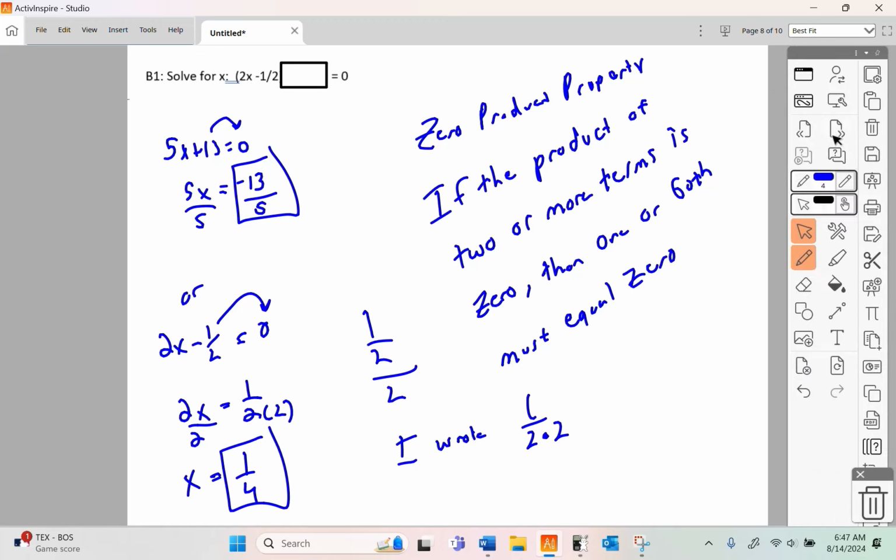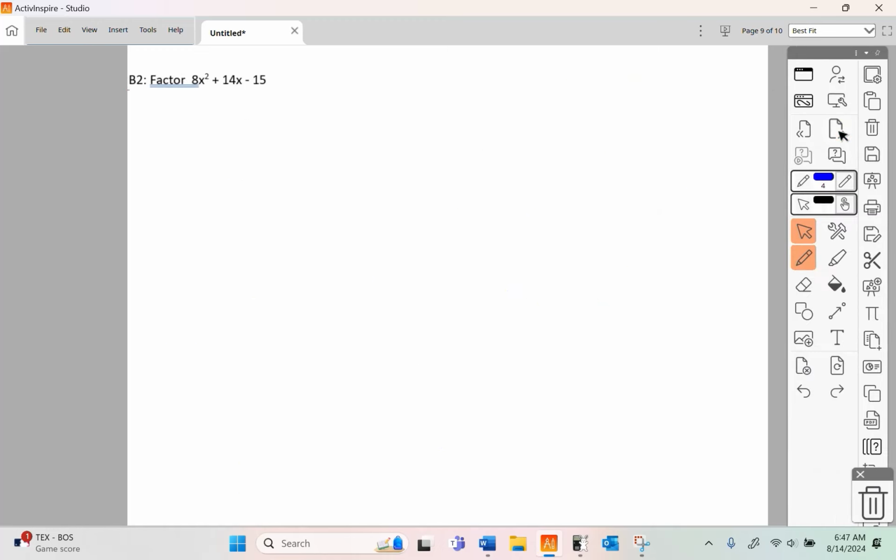Second one's probably factoring. Who knows? It is. It's factoring. So we have ourselves what's called a trinomial, 3 terms.